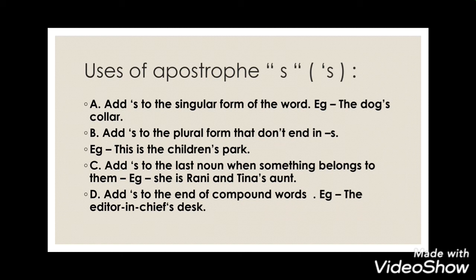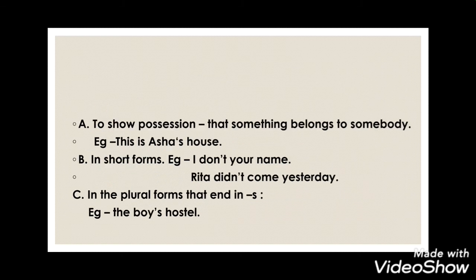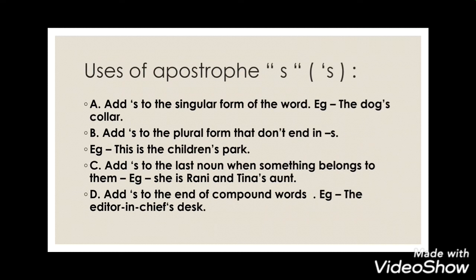Number 2, add apostrophe s to the plural form that doesn't end in s. So for example, this is the children's park. In the last example, if you remember, the plural form ends with s, so we put the apostrophe after s. But here the rule is to add apostrophe s to the plural form that doesn't end with s. Here the plural form is children and it doesn't end with s, but still we have to put apostrophe, and after that we put s also.